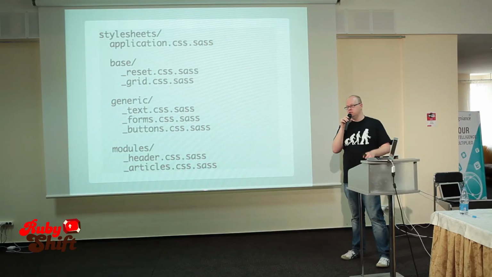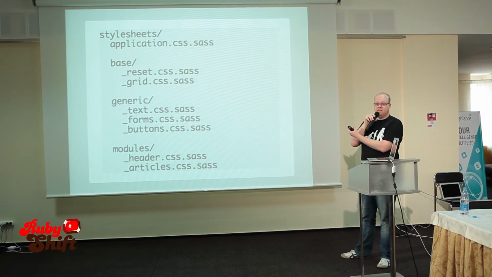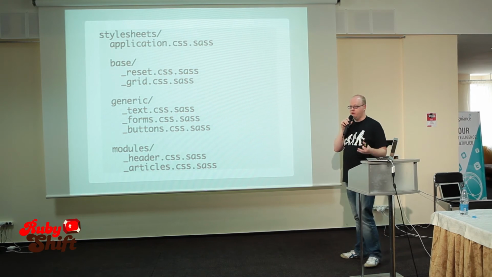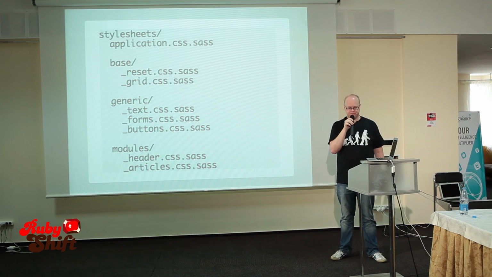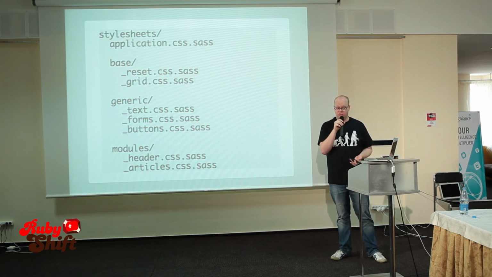And Sprockets is always right. I've been trying to get this into the Rails guys for a while. You don't want to use Sprockets with Sass. So how does my structure look? There's one application.sass. Then I have three directories with the base styling, generic, and modules. Base could be a reset, a grid, importing Compass if you use that. Generic could be generic text styling, forms, buttons. And the actual modules are those reusable elements you're going to use throughout your application.